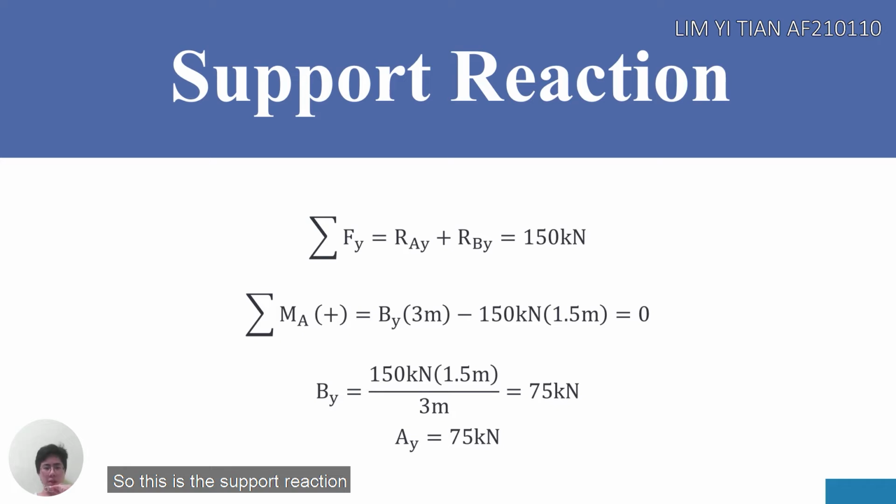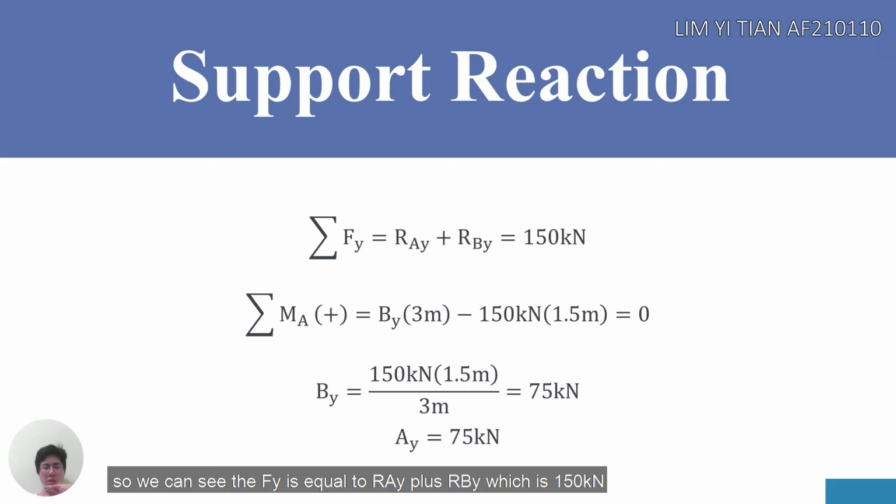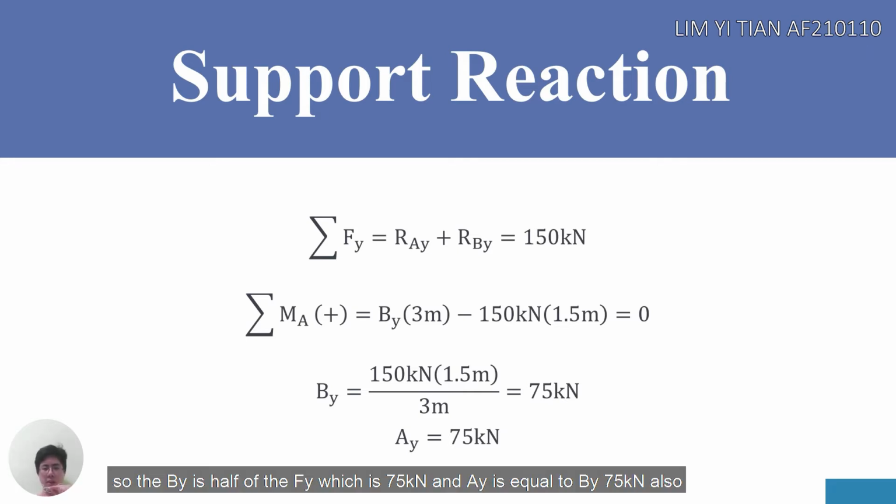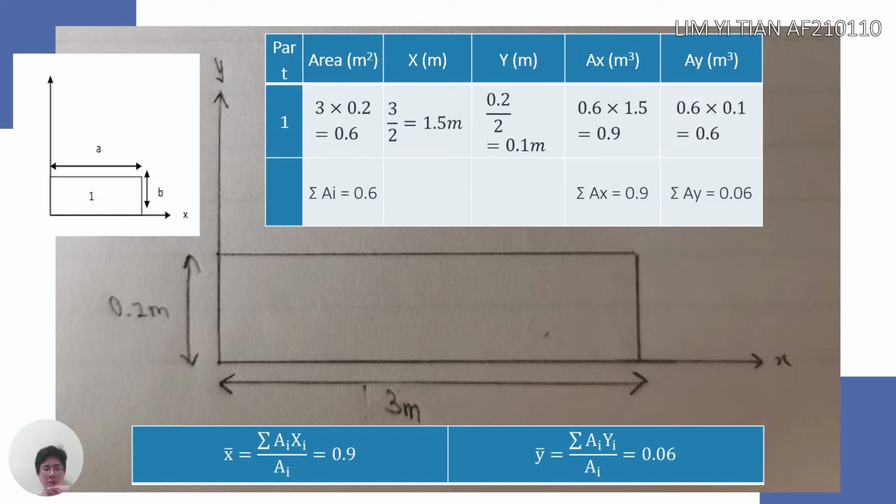So this is the support reaction. So we can see the Fy is equal to Ray plus Rby, which is 150 kN. So By is half of the Fy, which is 75 kN, and Ay is equal to By, 75 kN also. So this is the centroid of the beam.